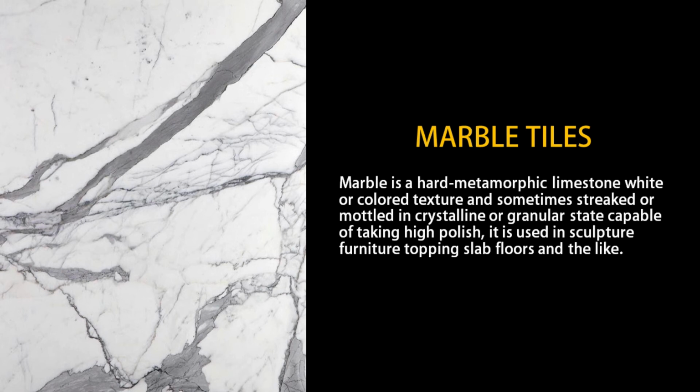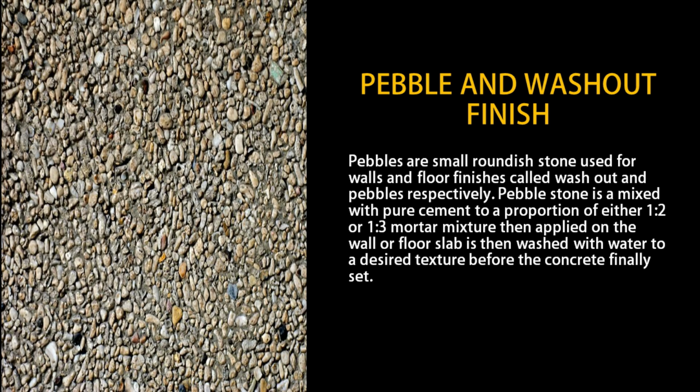There is also the pebbles and washout finish. Pebbles are small roundish stone used for walls and floor finishes called washout and pebbles respectively. Pebble stone is mixed with pure cement to a proportion of either 1:2 or 1:3 mortar mixture, then applied on the wall or floor slab, and is then washed with water to a desired texture before the concrete finally sets.